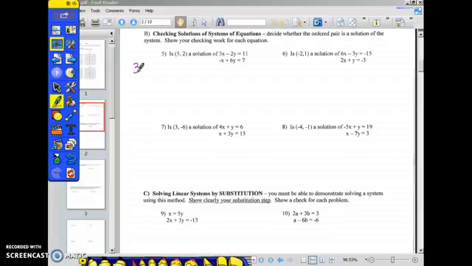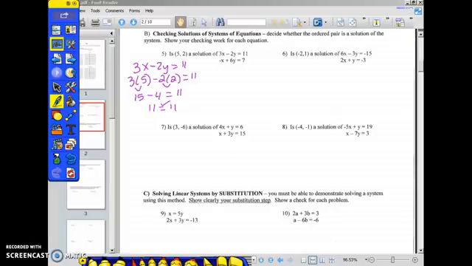3x minus 2y equals 11. My x is 5, my y is 2. 3 times 5 minus 2 times 2 equals 11. 3 times 5 is 15. 2 times 2 is 4. And 15 minus 4 is 11. 11 equals 11. So 5, 2 is a solution of the first equation.